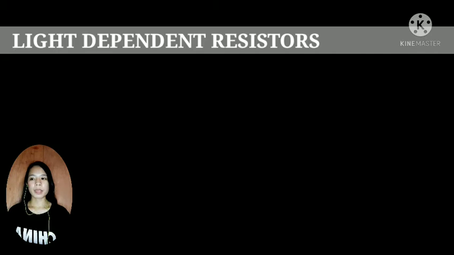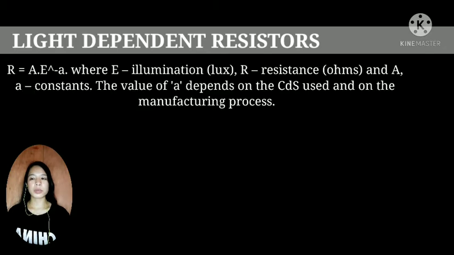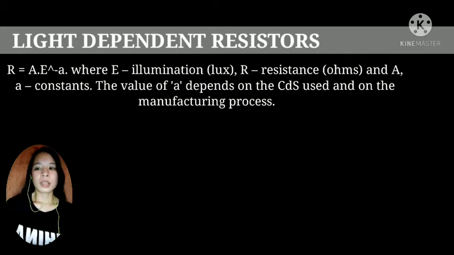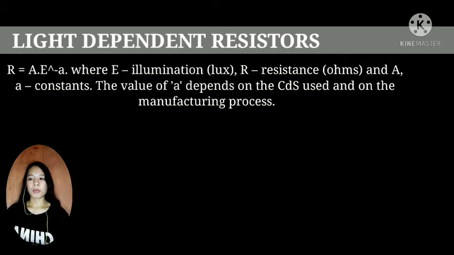The approximate relationship between the resistance and illumination is resistance equals A times E, the illumination in lux, raised to negative alpha. The alpha depends on the cadmium sulfide that is used and on the manufacturing process. Its value ranges from 0.7 to 0.9, which are quite common.